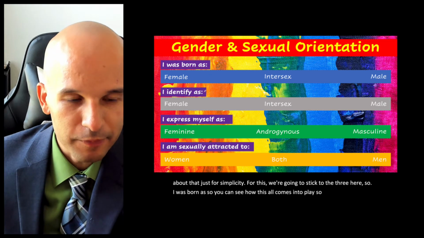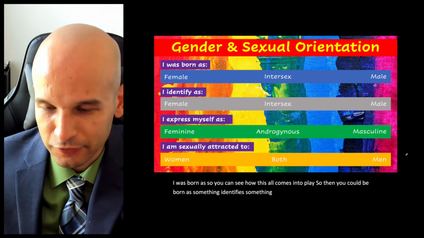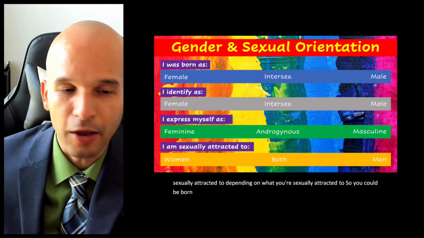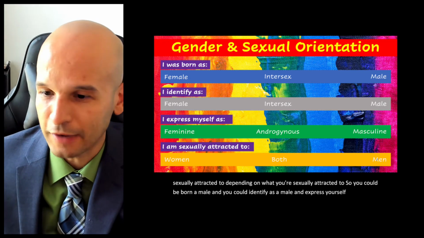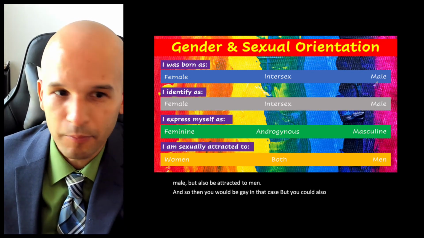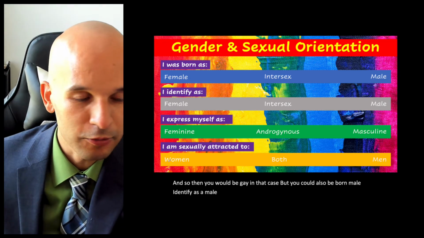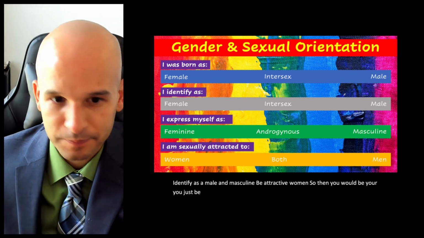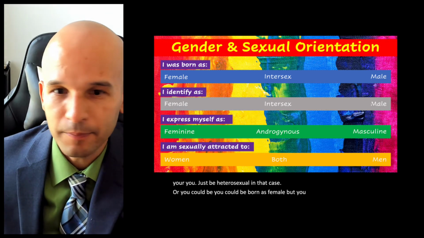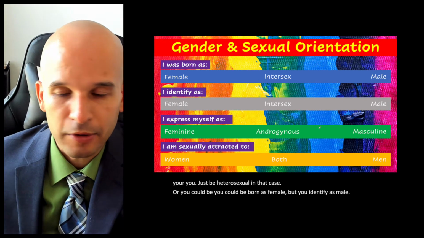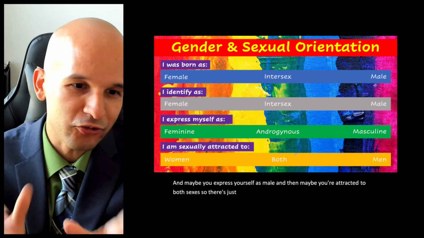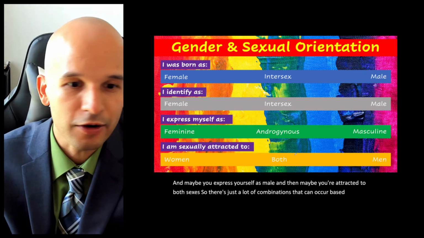So then you could be born as something, identify as something, express as something, and then be sexually attracted to something. So you could be born a male, identify as a male, express yourself as a male, but also be attracted to men. So then you would be gay in that case. But you could also be born a male, identify as a male and masculine, and be attracted to women. So then you would just be heterosexual in that case. Or you could be born as female, but you identify as male, and you express yourself as male, and then maybe you're attracted to both sexes. So there's just a lot of combinations that can occur based on your gender and your sexual orientation.